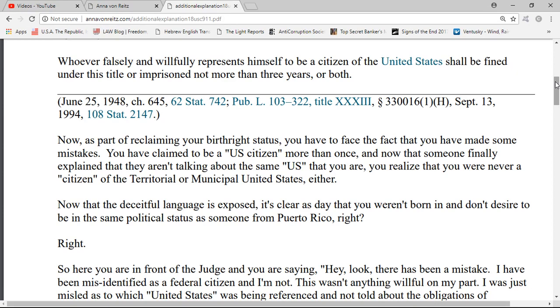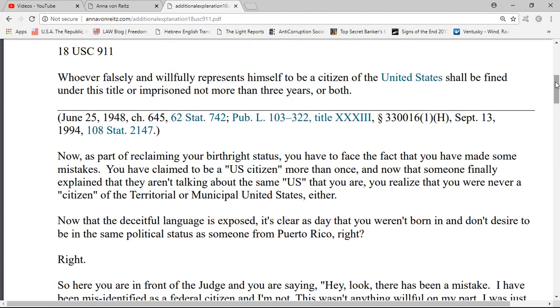So just think about this. Before we all woke up, we might read, and I think I did read this a couple years ago, I wasn't quite as deep into it as I am now, 18 USC 911, and you might think, whoever falsely and willfully represents himself. So you might think of someone coming over the border from another country and representing themselves as a citizen of the United States. Well, they can be fined or imprisoned not more than 3 years or both.